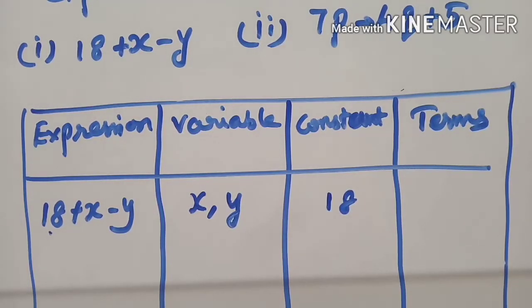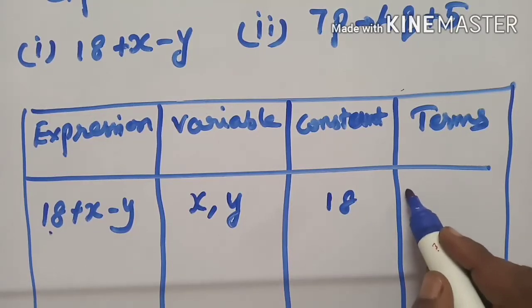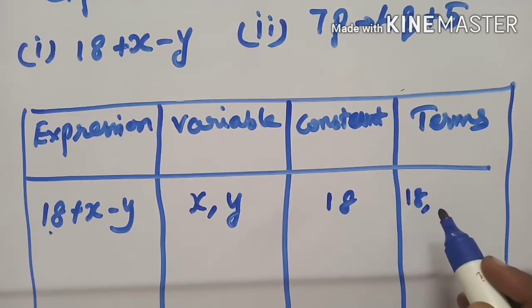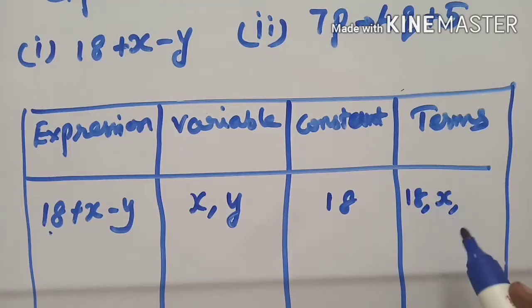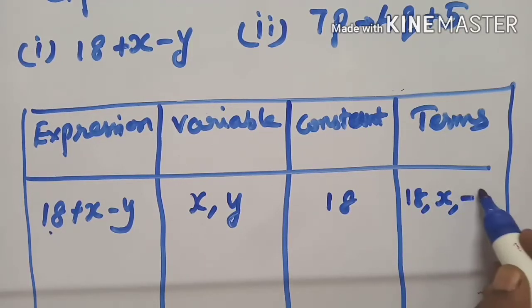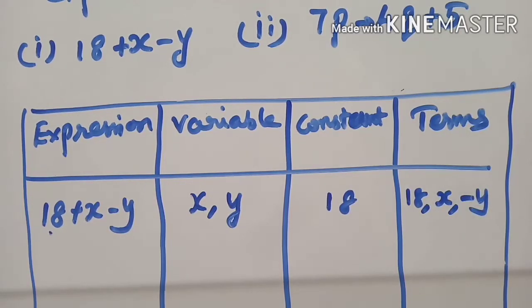What about terms? Here we have 3 terms. The first term is 18, comma, x, comma, the last term is minus y. We have 3 terms: 18, x, minus y. Variables are x and y. The constant term is 18. Am I clear? Got it, children? I'll go with the next sum.